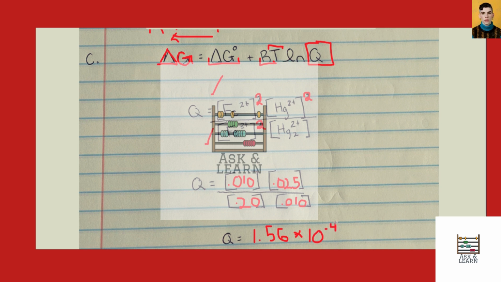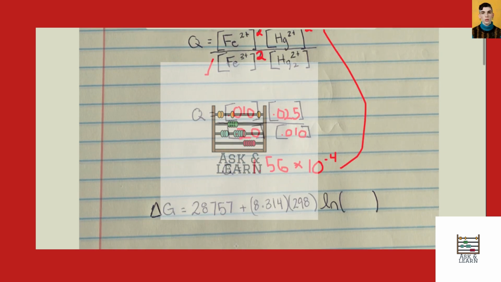Okay, so now that we have our Q, our reaction quotient, we can use this number and plug it into this equation in order to get our final answer for delta G. So I have, again, the skeleton. So this was the delta G standard that we calculated at the very beginning. Here we have our R. This is the temperature. And then we're going to take the natural log of the reaction quotient, which was 1.56 times 10 to the negative 4, and plug it in right there. Remember that you're taking the natural log of this number and then multiplying it by R and T.